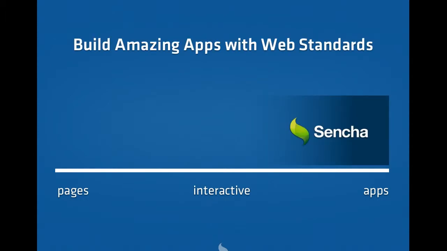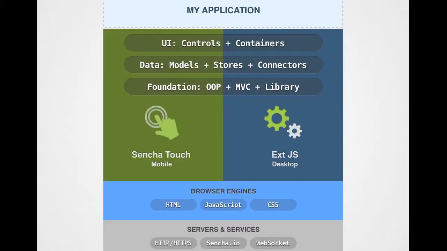So let's start with a little bit about Sencha. The web is a very broad medium, and Sencha's mission is to help developers build amazing applications with web standards. An application built on Sencha technology, whether it's Sencha Touch on the mobile side or Ext JS on the desktop side, has basically three fundamental layers: a foundation built around a class structure and an MVC architecture, a data layer which contains models, stores, and data connectors, and a set of UIs for controllers, UI elements, widgets, and all sorts of things like that.